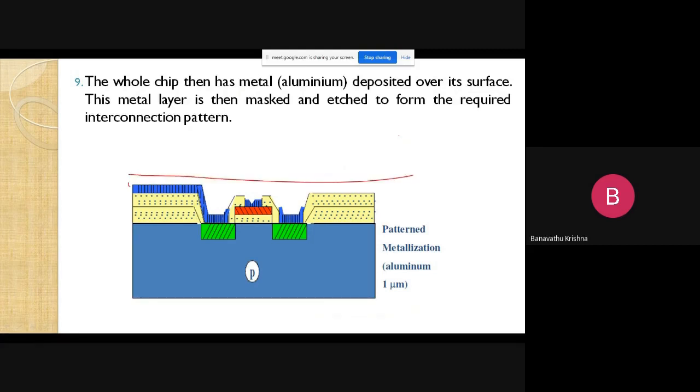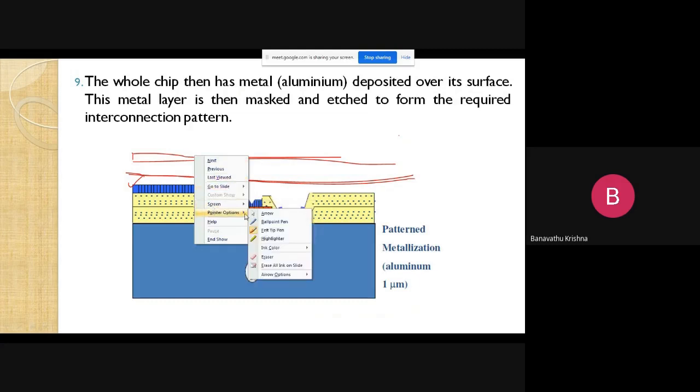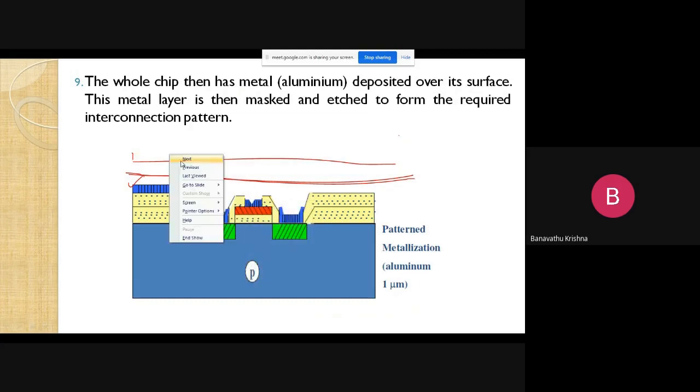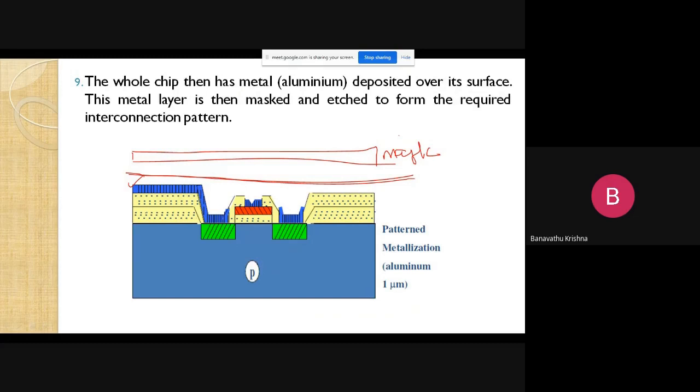entire surface with this metal layer, and then a photoresist layer, and then masking. We want to make the masking for the formation of the connection. So this is the mask. Where we want to make the connection, the remaining area we need to shield. So this area is going to be shielded, and this area is going to be shielded, and this area is going to be shielded, and this area is going to be shielded.